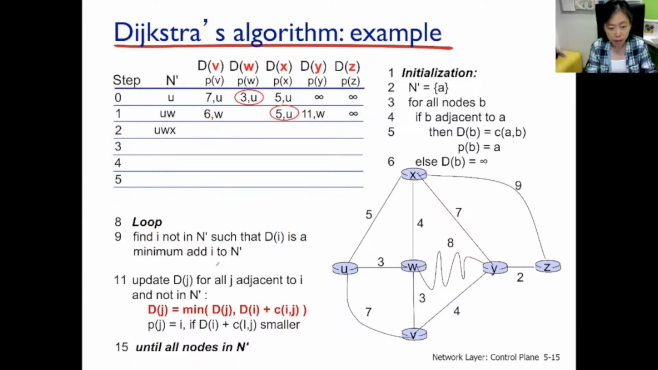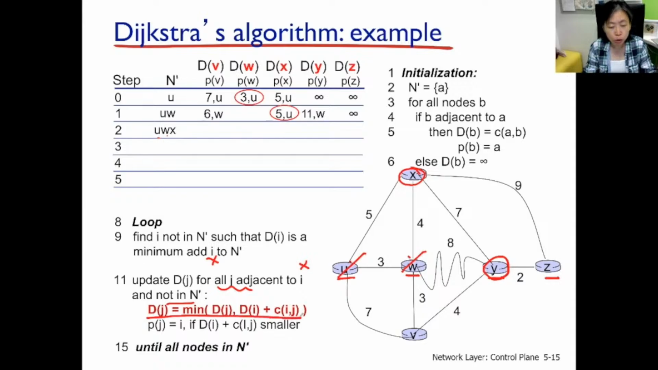And we see there, x here is the I, so we'll be examining all the nodes adjacent to X next. So X is here. The adjacent nodes include U, W, Y, and Z. But we'll be going over all the nodes adjacent to X but not yet in N prime. U and W are already in N prime, so we will not be updating D_u, not updating D_w. So let's update D_y.